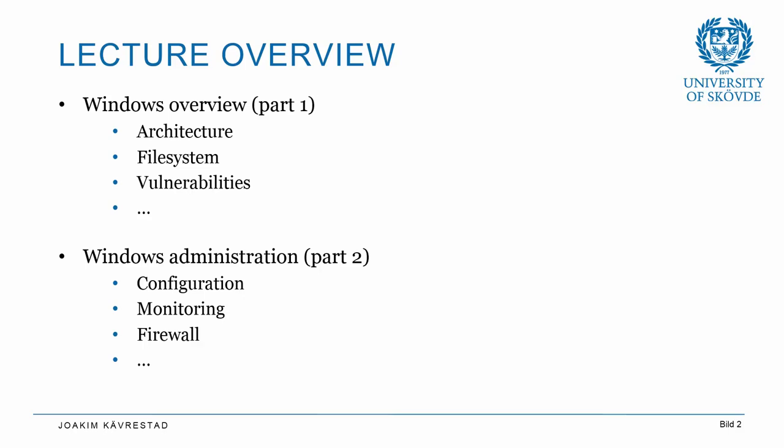So, chapter number 2 of the CCNA cybersecurity operations curriculum has to do with Windows. And what we're going to do is first look at an overview of Windows, look at the Windows operating system architecture, some notes on the Windows file system or file systems that Windows support, and we're going to look at some common vulnerabilities towards Windows. Then we'll go into Windows administration, look at configuration of Windows, some security related monitoring, the Windows firewall.